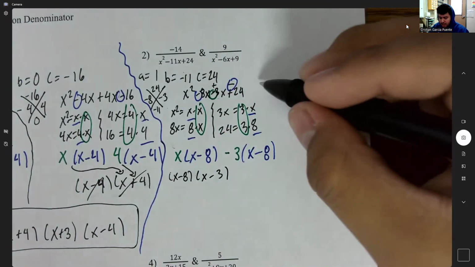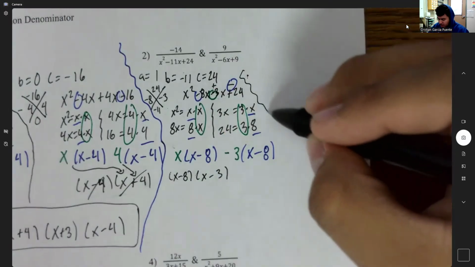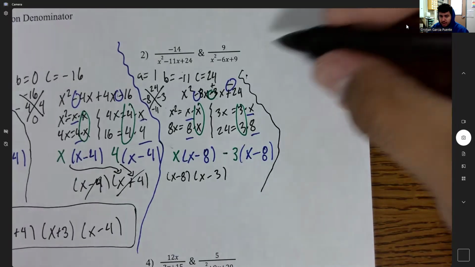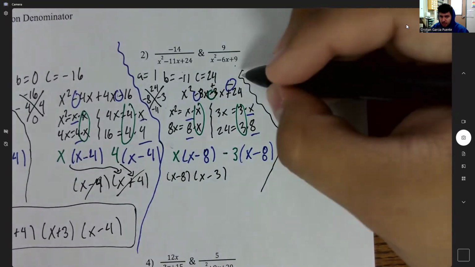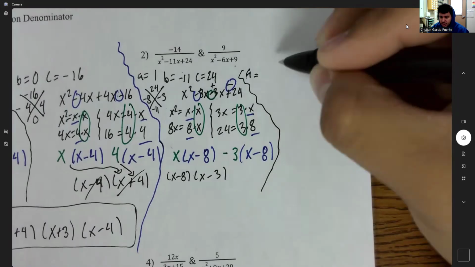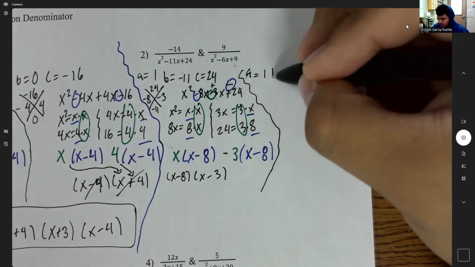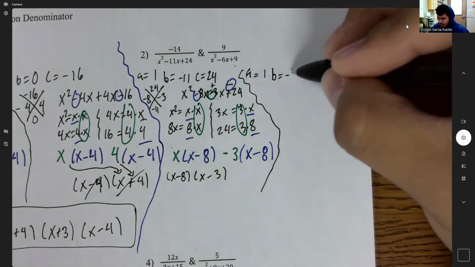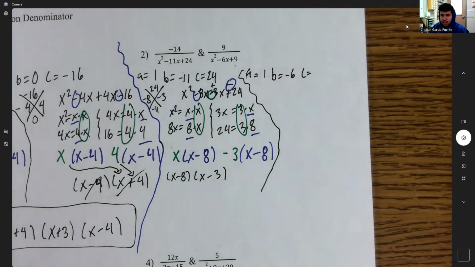And now we just have to do the same step, but with the other one. So over here, on the second denominator, just start with your ABC. So your A is whatever is next to your x squared, which is just a 1. Your B is next to your x, which is just a negative 6. And then your C is your constant, which is just 9.